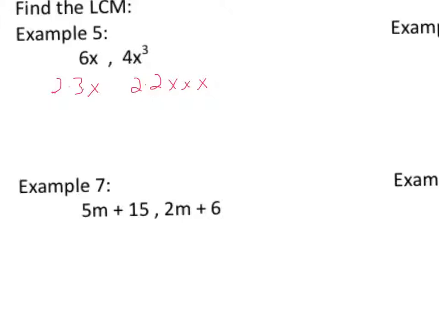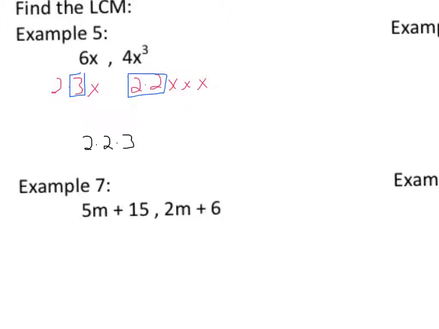So the miser would say, who has the most 2's? And the miser would take those. So our least common multiple would be 2 times 2. And the miser would say, well, 3 appears once right here, no more times any other place. So that would be times 3 in our least common multiple.